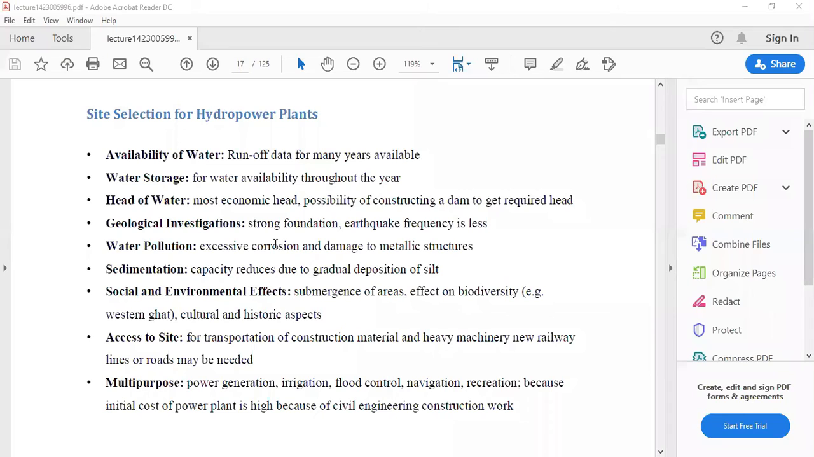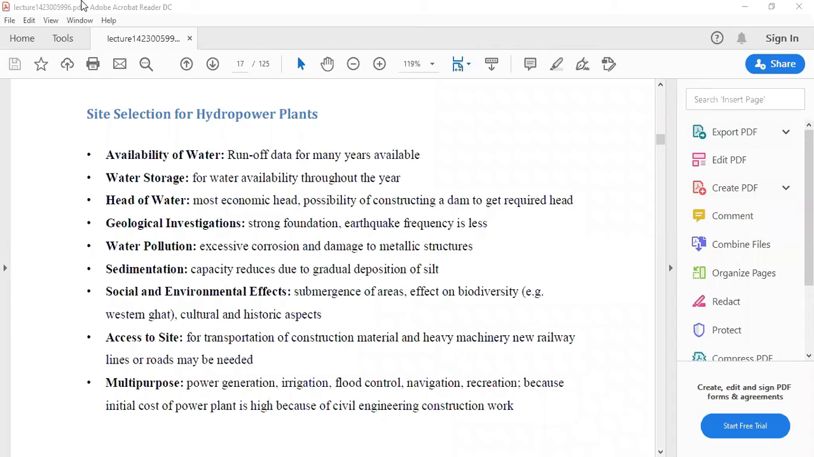Because though we are having less amount of rain near the dam, if you have an average or good amount of rainfall in the catchment area of the dam, then that will be very good in terms of collection of fuel for the electricity generation. So availability of water is the prime concern for the selection of a site for the hydroelectric power plant. Next is the water storage.